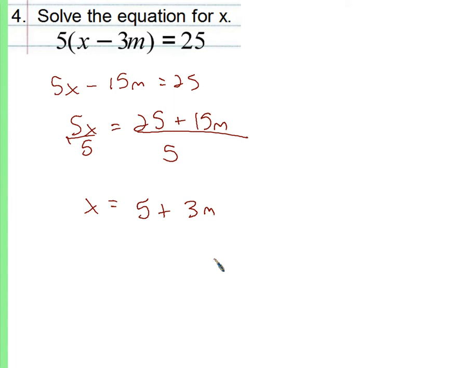You don't have to do this. No. Oh, wait. Don't have to. Yes. So could it be x over 5 equals 25 minus 15 over 5? I think that would work. Because 5 over 5 minus 15 over 5.